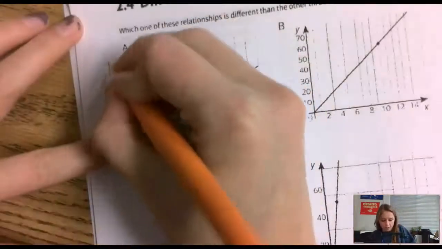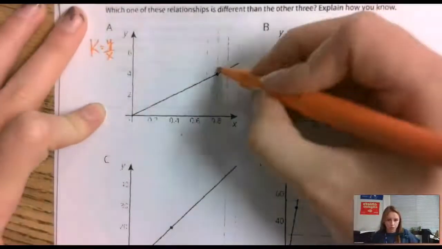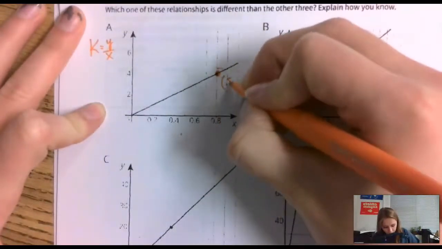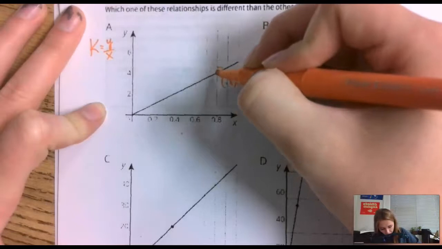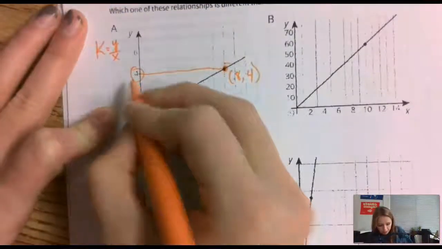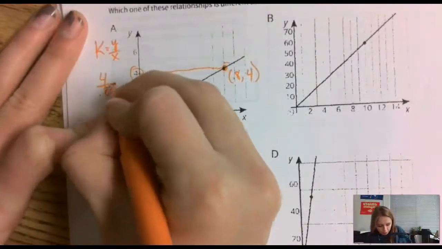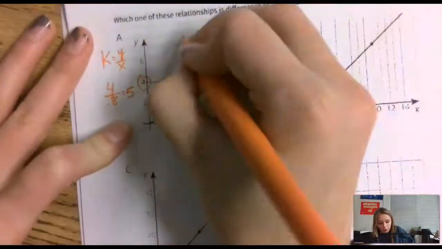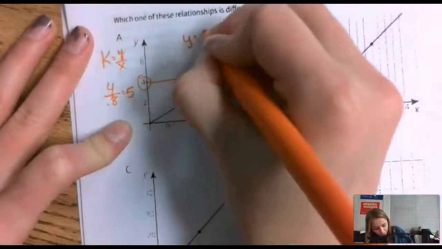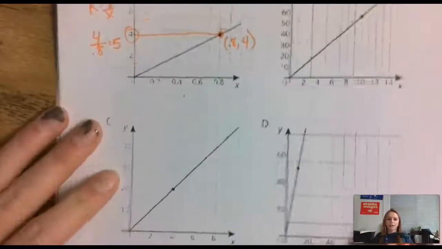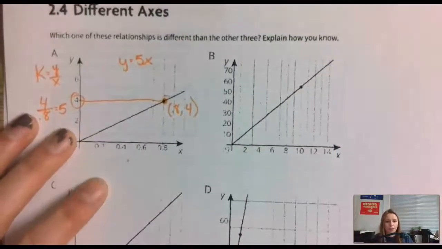Once again, our k value is our y over x. So let's look at this point. My x value is 0.8 and my y value is 4. So I'm going to take 4 over 0.8, plug that into the calculator, and you get 5. So my equation for this line would be y equals 5x. Right, let's do b here.